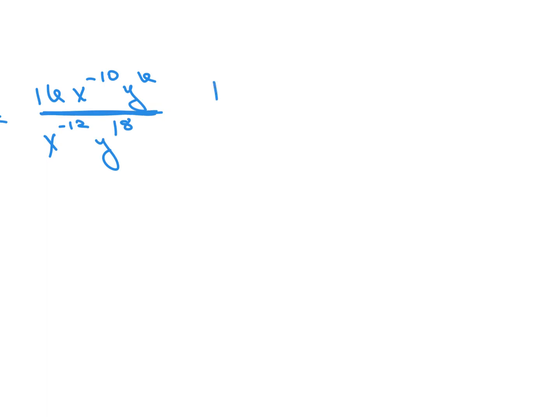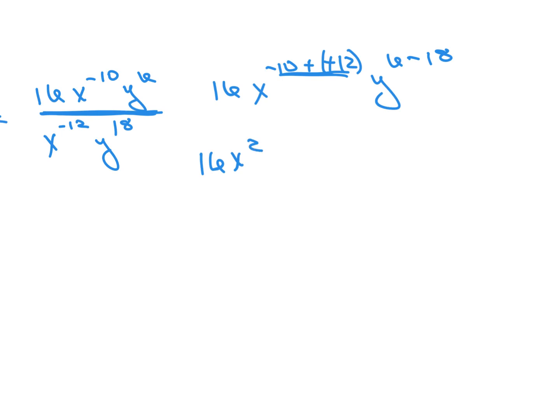Okay, 16, there's nothing down there to mess with yet, so it's just going to stay the same. My x is going to be negative 10 minus negative 12. And my y is going to be the 6 minus 18. So 16x, negative 10, two negatives give me a positive there. Difference between the two, because the signs are different. What's the difference? 2, the sign of the larger one on top.